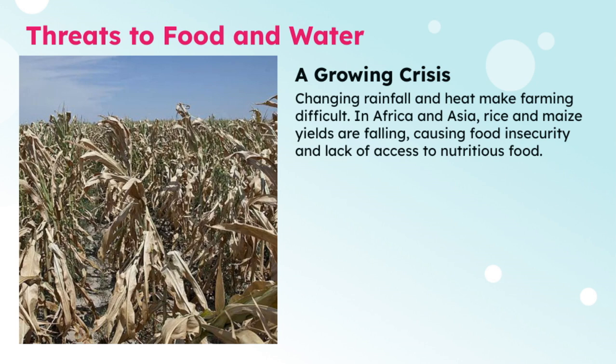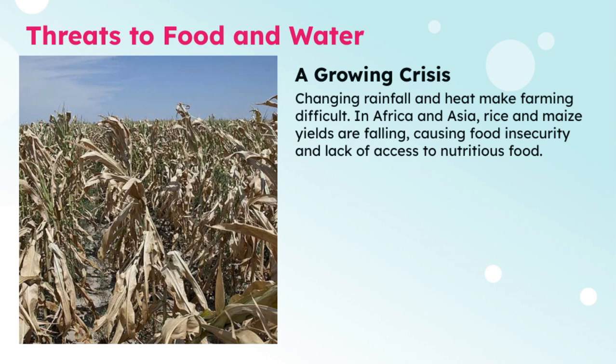Higher temperatures can also reduce crop yields. Crops such as rice and maize are sensitive to heat stress. If temperatures rise too much during key growing stages, yields can fall. This is especially serious in parts of Africa and Asia, where many people rely on farming for food and income.